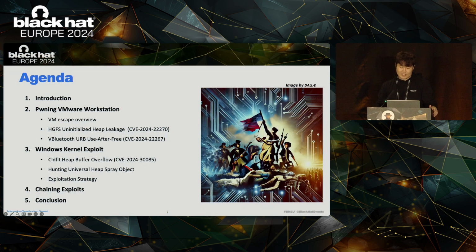Our presentation is divided into three main sections. First, in the VMware and Windows kernel parts, we'll dive into the vulnerabilities and exploitation techniques for each. Then, in the chaining section, we'll wrap it up by showing how we linked these to achieve our final goal.